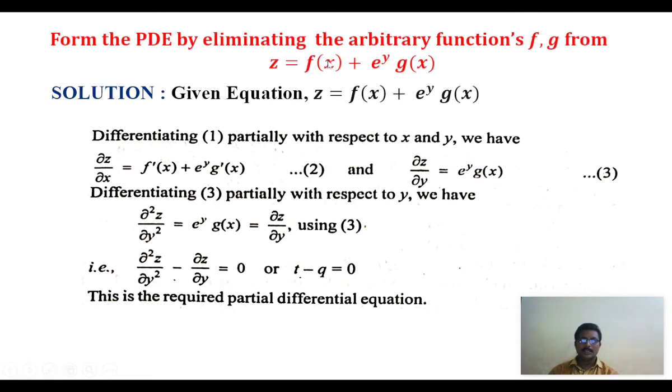So, differentiating the given equation partially with respect to x and y, we have to differentiate one more time to eliminate the arbitrary functions f and g. Dou z by dou y is again differentiated partially with respect to y, keeping g of x silent, and the derivative of e power y is e power y, but e power y g of x is dou z by dou y. Using the partial differentiation notation, dou z by dou x is p, dou z by dou y is q, dou square z by dou x square is r, dou square z by dou x dou y is s, dou square z by dou y square is t. Just replacing the notation, we have t minus q equal to 0, which is the required partial DE of second order.